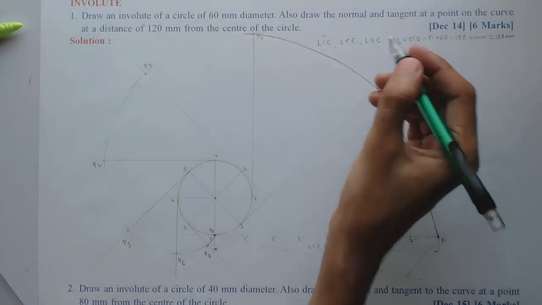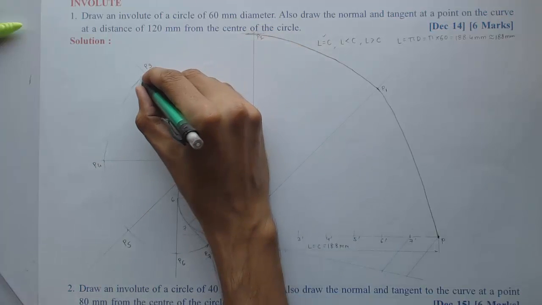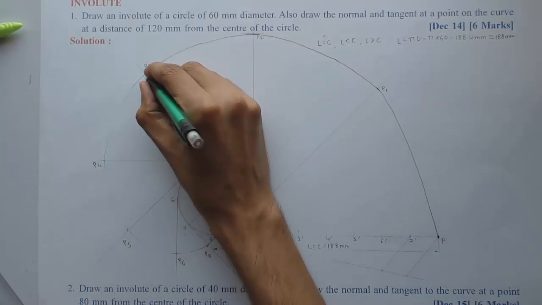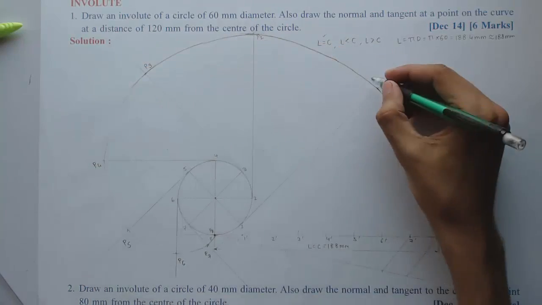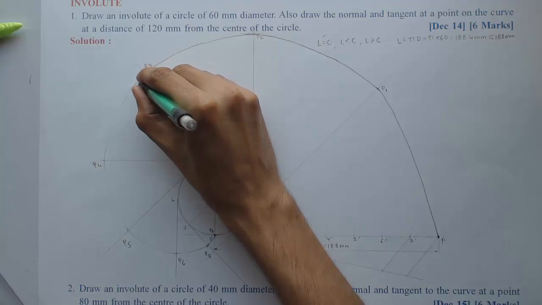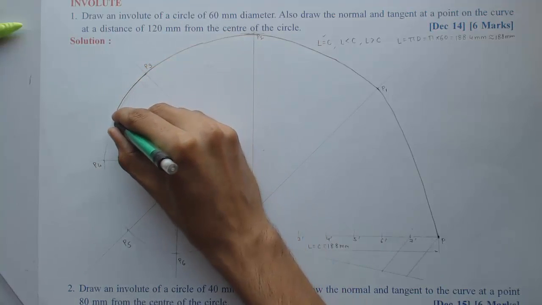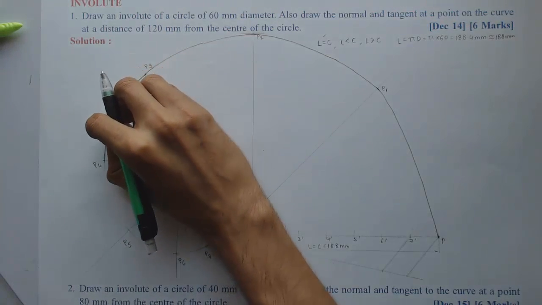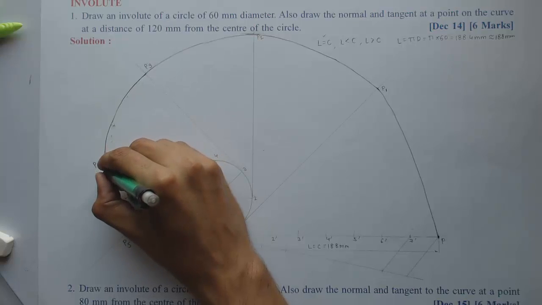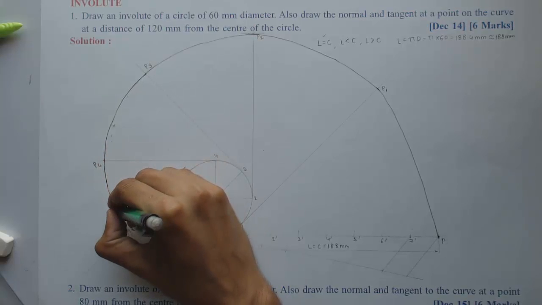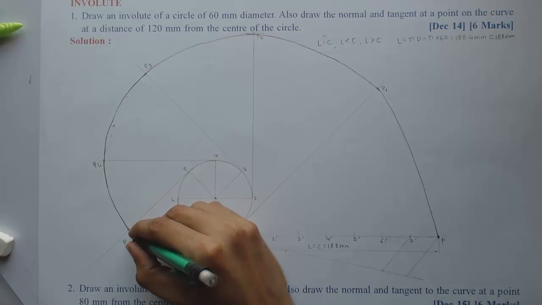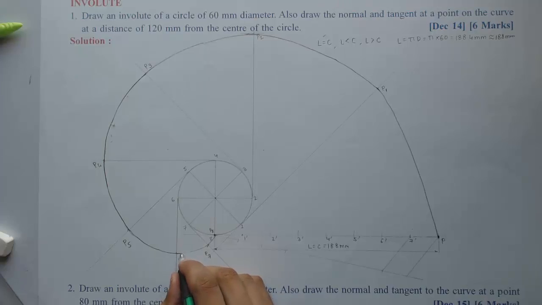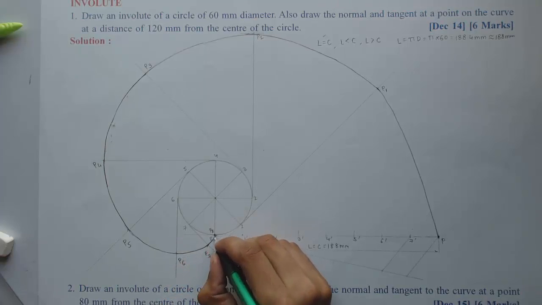It should be smooth. Then P2 to P3. It should be continuous. Then P3 to P4. And P4 to P5. P5 to P6. P6 to P7 and then P8.